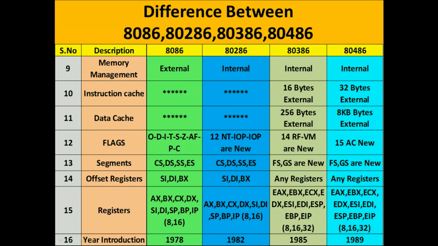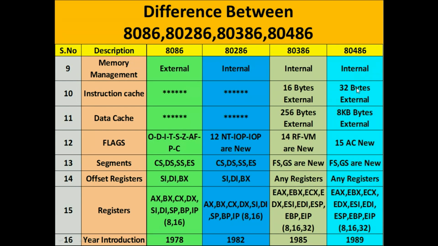And finally, the 8086 microprocessor was introduced in 1978, and the 286 microprocessor was introduced in 1982, and the 386 microprocessor was introduced in 1985, and the 486 microprocessor was introduced in 1989.